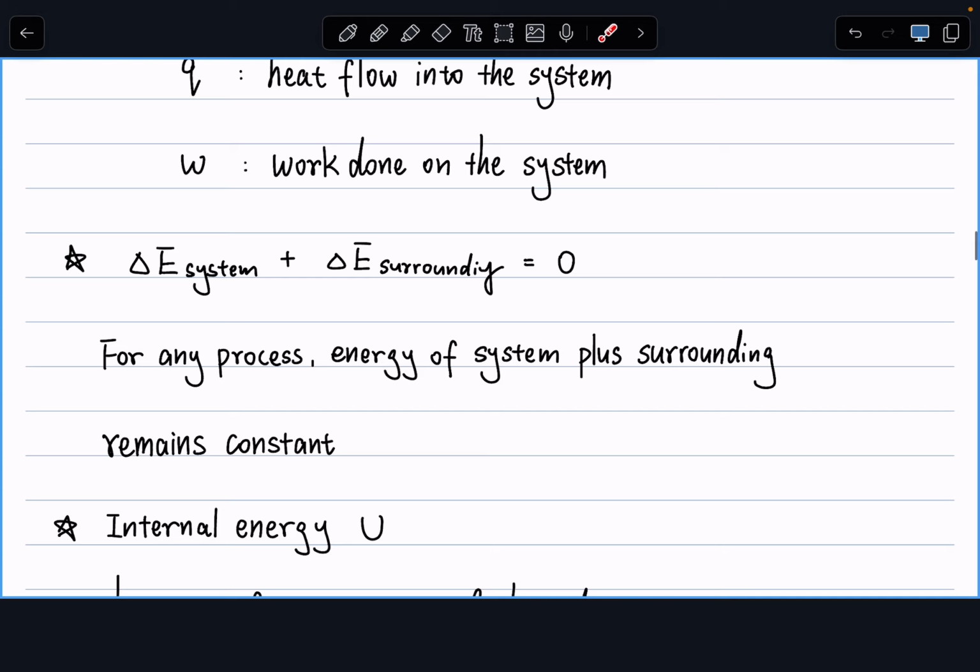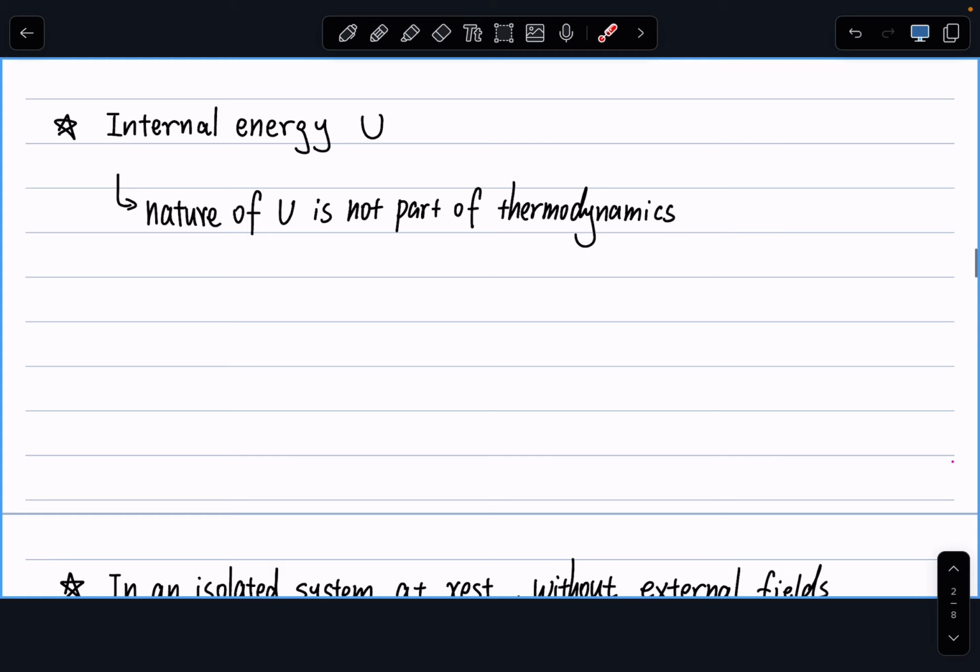The next statement we have is talking about internal energy. So like energy, our internal energy is also an extensive state function.